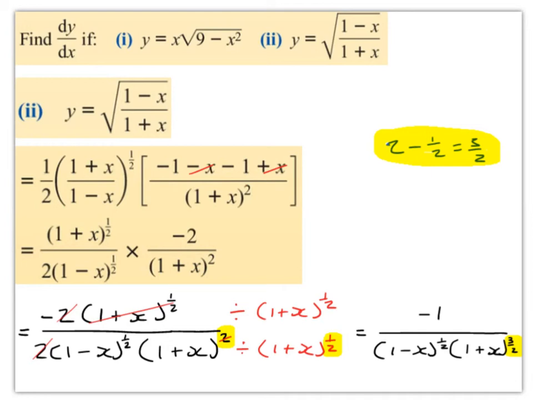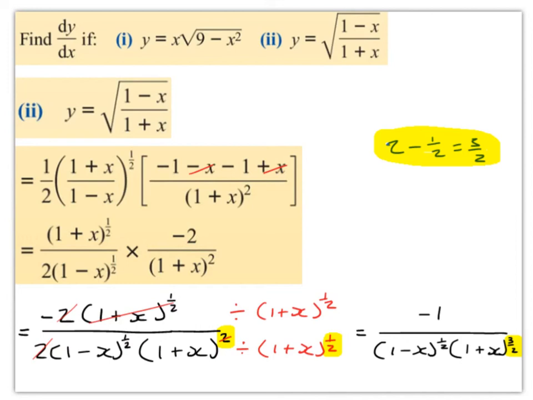So next we multiply top by top, bottom by bottom. (1 plus x) to the power of a half multiplied by minus 2. We just stick them together. Minus 2 times (1 plus x) to the power of a half. And then 2 times (1 minus x) to the power of a half multiplied by (1 plus x) to the power of 2. Again, we just stick them together. 2 times (1 minus x) to the power of a half times (1 plus x) to the power of 2.